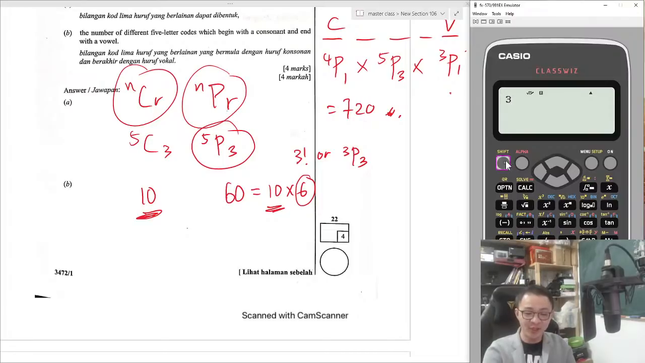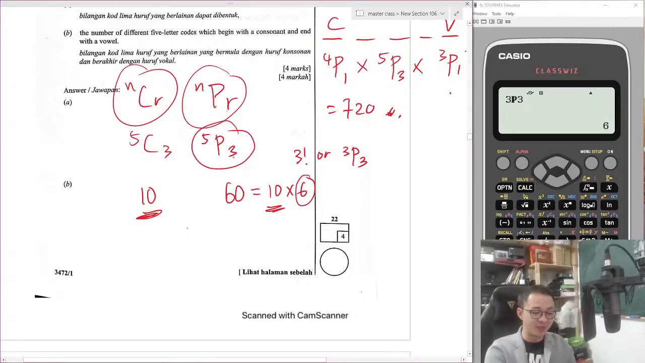Or you type 3P3, you also get 6. So the 6 here means what? I arrange all the three objects here. So you want to know, both of them are almost the same. Just that P does one more step, which is to arrange these three objects also.